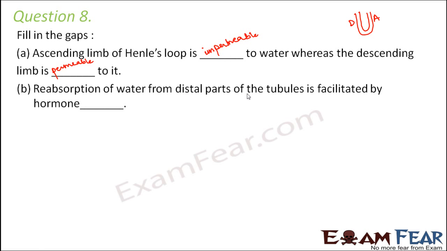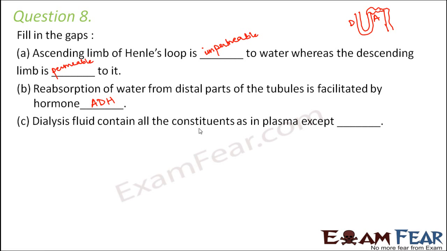Reabsorption of water from distal parts of the tubules is facilitated by the hormone, and there is a hormone which plays a very important role in reabsorption of water in the distal part of tubule, that means in these parts, the collecting duct and the DCT. What is that hormone? That is ADH, that is antidiuretic hormone.